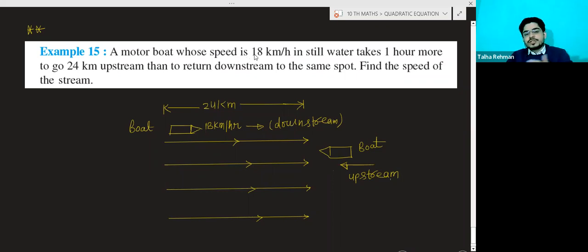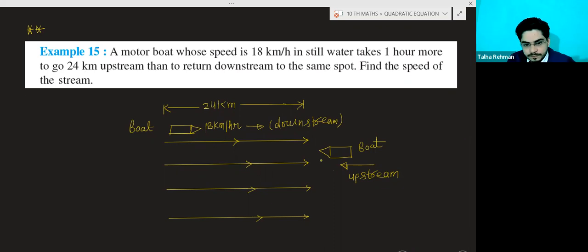So, a motorboat whose speed is 18 kilometers per hour in still water, meaning when there is no running water, takes 1 hour more to go 24 kilometers upstream than to return downstream to the same spot. Suppose this boat is started from some point.